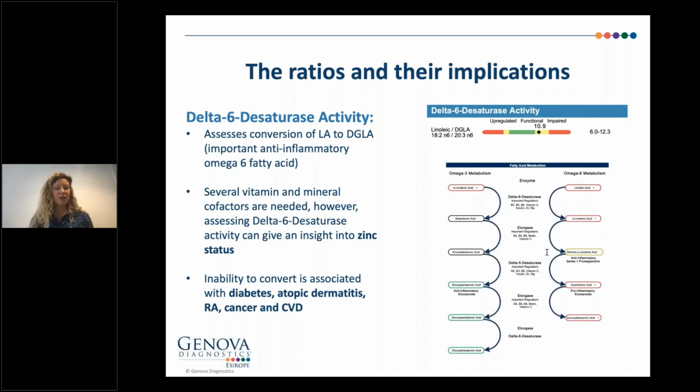In order to increase DGLA, which I'll go into towards the end as well, many clinicians do use things like evening primrose oil, borage oil, and blackcurrant seed oil to bypass the delta-6 desaturase enzyme, though of course cofactors for elongase should also be optimized as well. And then you will see that the inability to convert linoleic acid to DGLA is often associated with things like diabetes, atopic dermatitis, rheumatoid arthritis, cancer, and cardiovascular disease. So it is a very important ratio to analyze in the context of many inflammatory conditions.